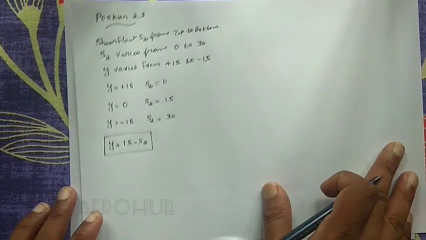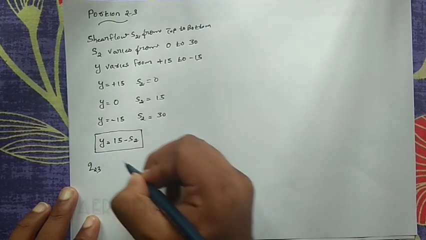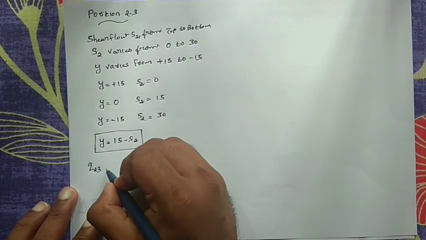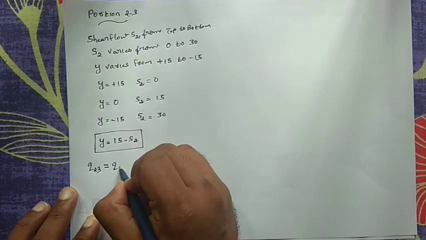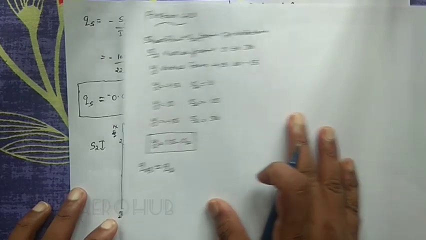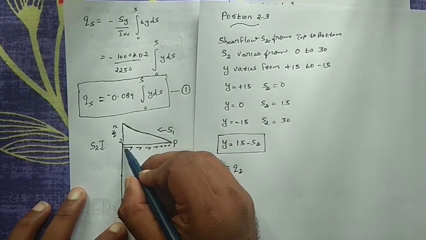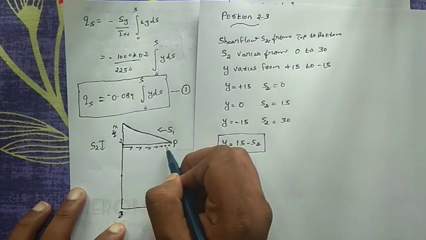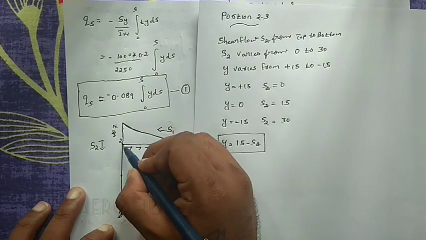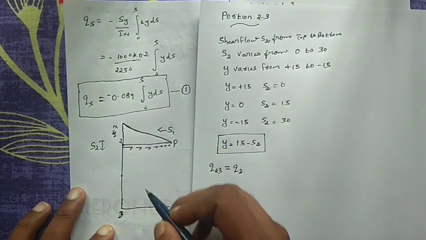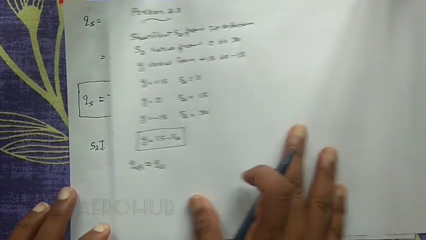Now, Q2, 3 is the shear flow distribution for portion 2, 3. Q2, 3 will be equal to Q2 because we are superimposing the value of shear flow. We analyzed portion 1, 2 separately. Then we found out the value of shear flow at point 1 and 2. Then we will analyze portion 2, 3 separately. Then we will add the value of Q2 to the value of Q2, 3. So it will be continuous.